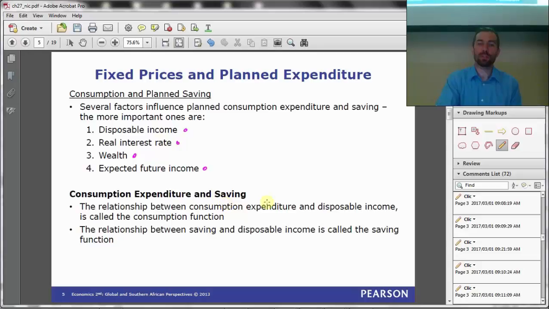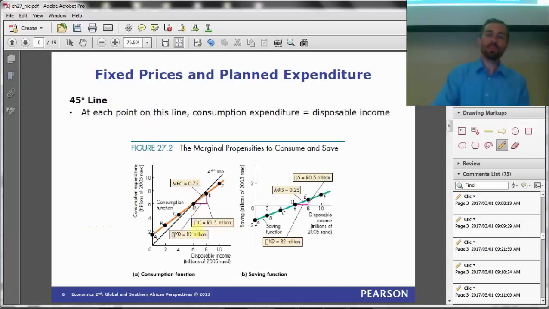The relationship between consumption expenditure and disposable income is called the consumption function. The relationship between savings and disposable income is called the savings function. In order to understand this better, we need to also define what we mean by disposable income, which we will do in a moment. So here's our consumption function. In other words, the relationship between disposable income and the level of consumption. The relationship is called the consumption function. It is upward sloping and it's linear.